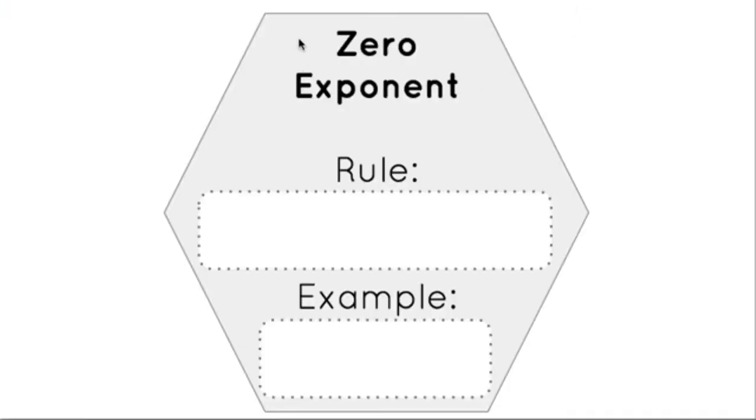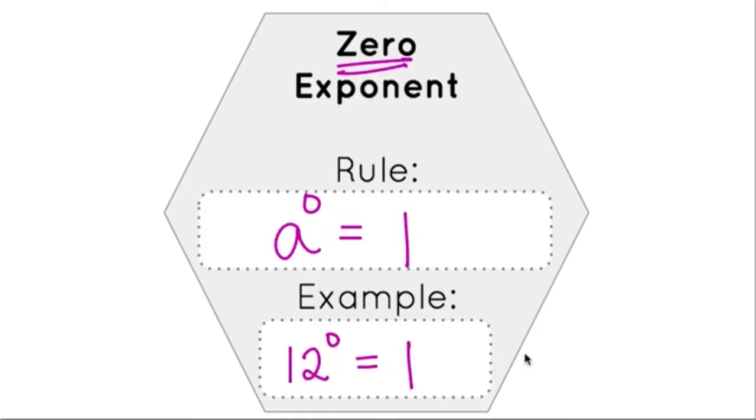All right, next up, zero exponent. We just saw this, and for this we know that all numbers with a zero exponent equal 1. And our example would be 12 to the power of 0 equals 1. Always equals 1.